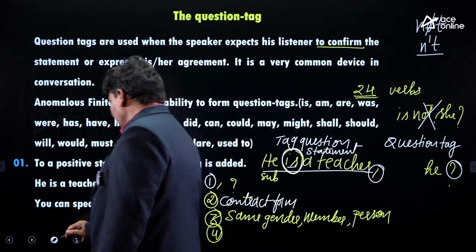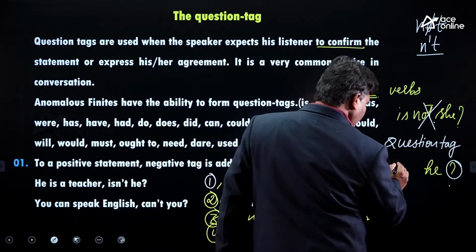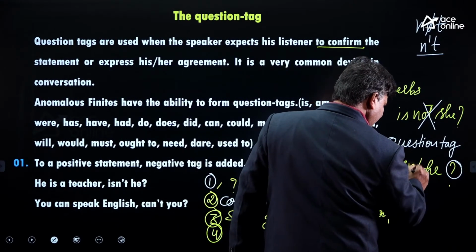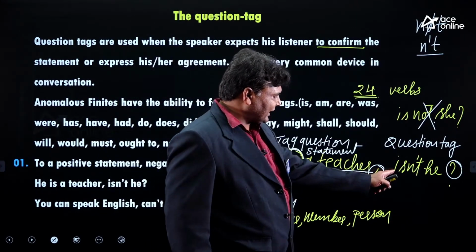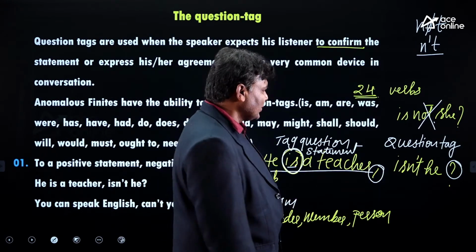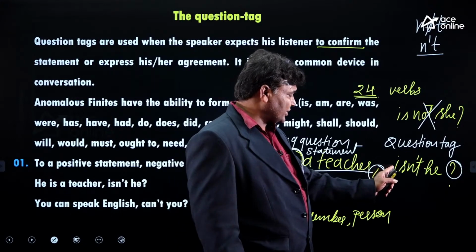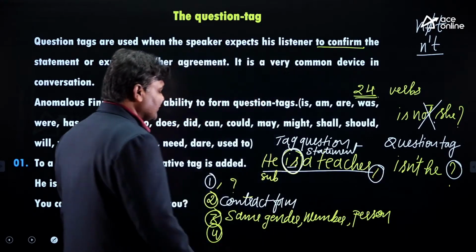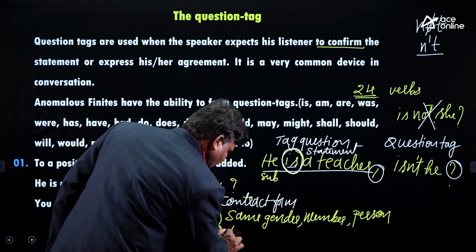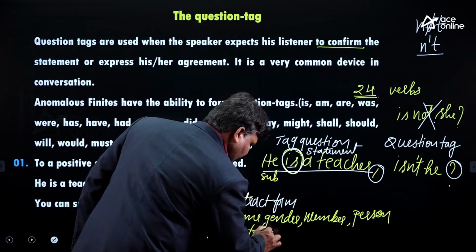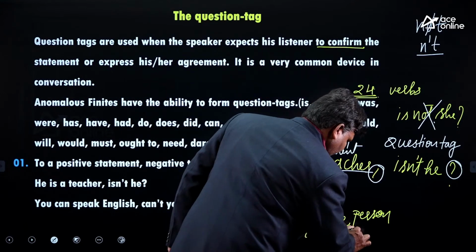Wonderful. So something I have written wrong now. So you are supposed to correct it. So he is a teacher, isn't he, students. Now you may ask me, sir, should this be a capital letter or small letter? This one should be a small letter itself, because this is a verb, small letter there. The tense remains unchanged.